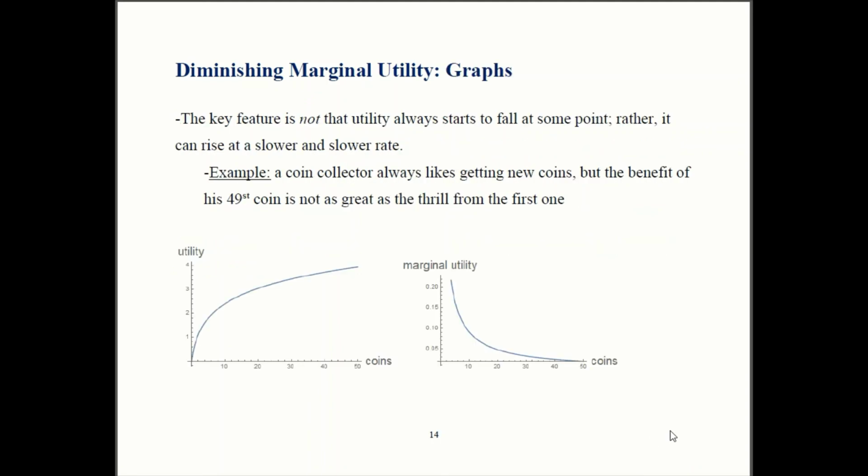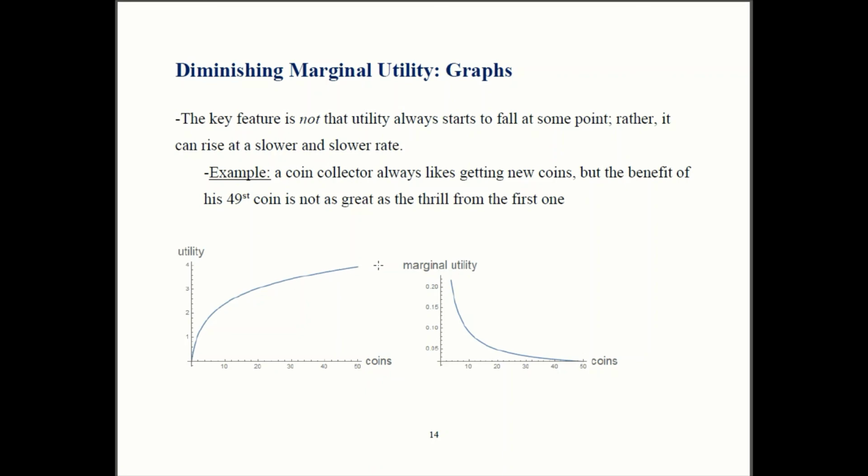So I mentioned this earlier, but let's go into a bit more depth. Diminishing marginal utility does not mean that your total utility falls. It just means that it could go up at a slower and slower rate. As one example, we can talk about a coin collector. The coin collector always likes having more coins. They never have enough. Now if you have 49 coins already and you're getting a 50th coin, the coin collector is still happy about that. They're still gaining more utility. Total utility is still going up and up and up.